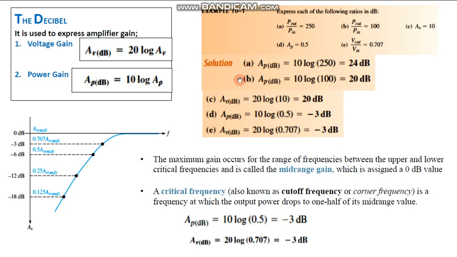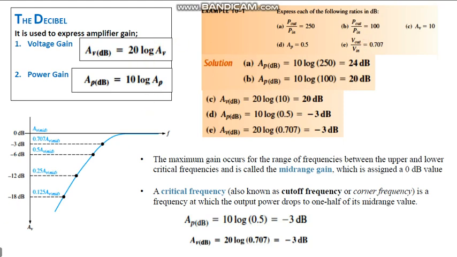Now this is a small example. It says to express each of the following ratios in dB. So you have a power, and then a voltage. This is also power, this is also voltage. So we can apply these formulas.